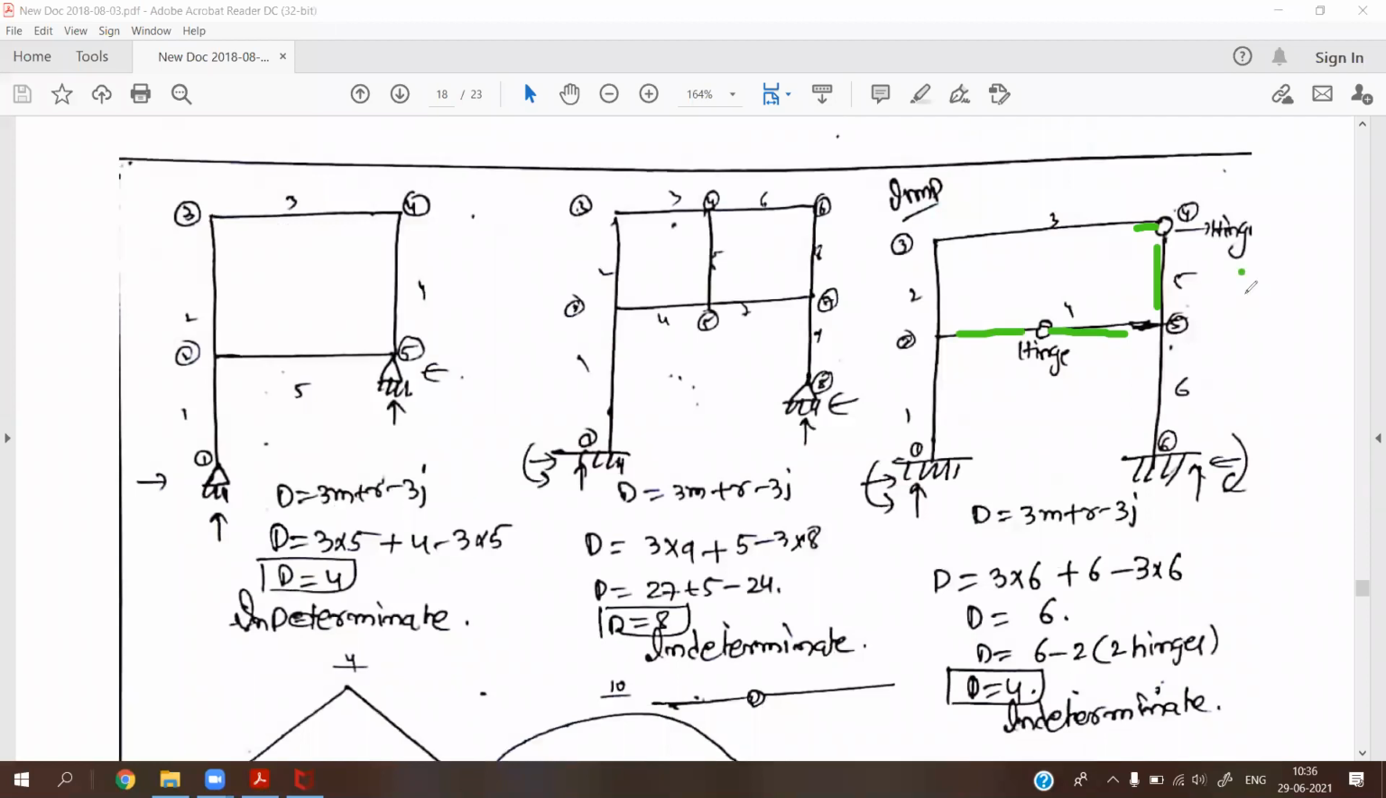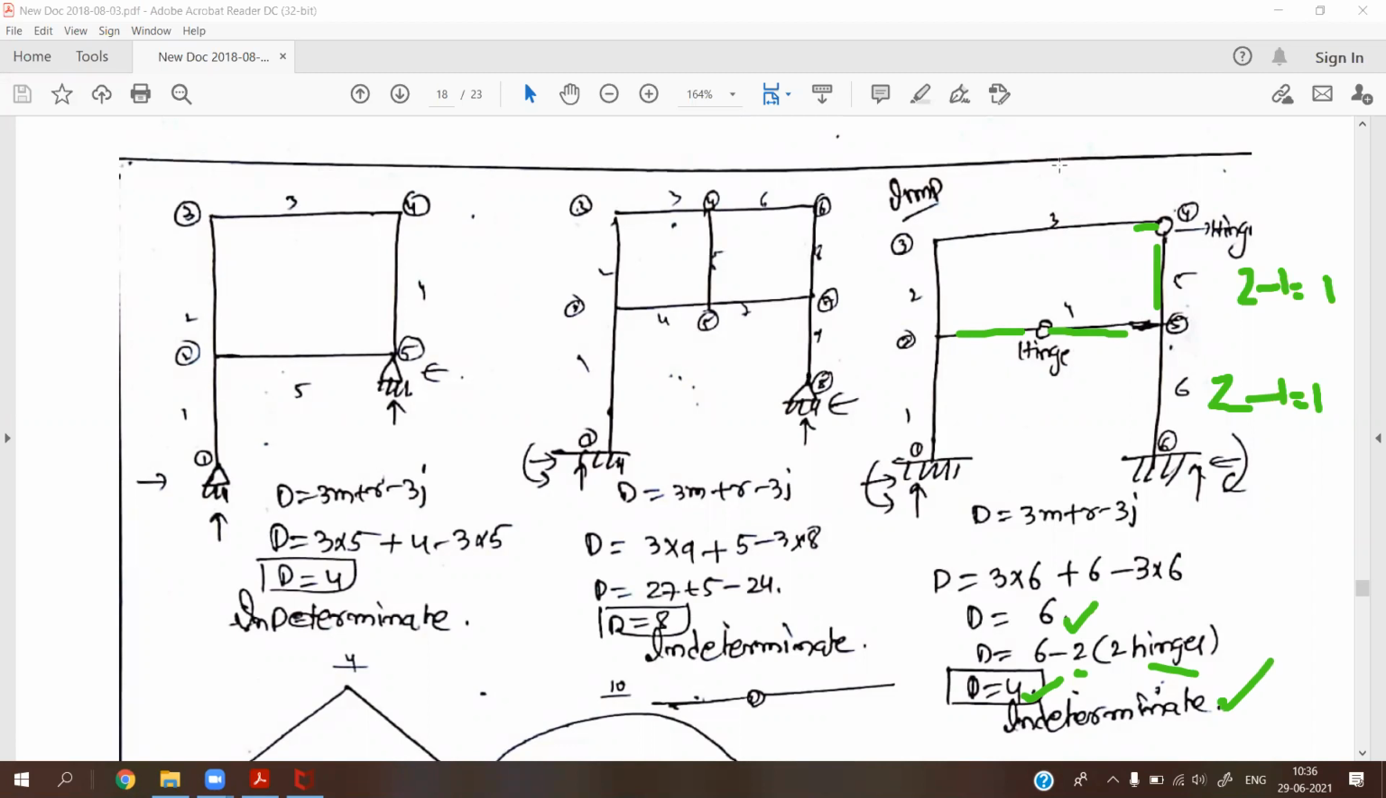So for this condition 2 minus 1, therefore 1. Here also 2 minus 1, so it is 1. So 1 plus 1, total 2 additional equations present for this frame. So 6 minus 2, the final degree of static indeterminacy is 4. Without hinges it is 6, with hinges the degree of static indeterminacy is 4. Therefore this is an indeterminate frame.